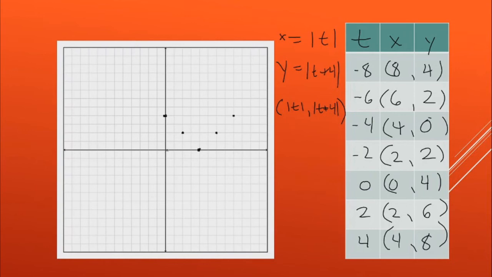And then 2, comma 6. 1, 2, 3, 4, 5, 6. And then 4, comma 8. And what do we see? Let's graph one more point to really finish off. Let's say we use 6, okay? Then x is equal to 6 and y is equal to 10.